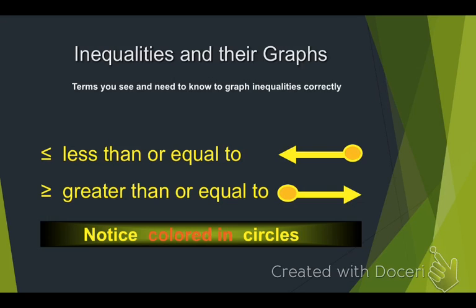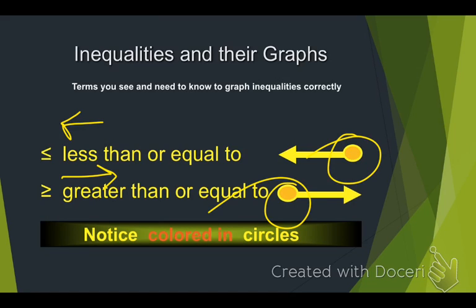We also need to know that if you have less than or equal to, notice that the arrow is going to the left, but the equal sign means it needs to be closed. Same thing over here. It says greater than or equal to, the arrow is pointing to the right, and the circle is closed. Those are both important. Moving on.